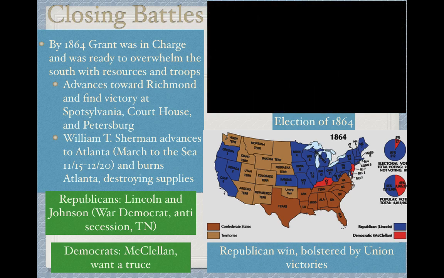Okay, so all that is going to lead us to the election of 1864, which will see Lincoln and his running mate, his future vice president, Andrew Johnson, who is a Democrat, but a war Democrat. He's anti-secession, although he's from Tennessee. It will see the Republicans versus Democrats, McClellan, a Union general. He wants a truce. He wants the war to be ended. So the election becomes, do we continue the war? Do we finish what we started? Or do we end the war now? Lincoln will win. The Republicans win, bolstered by a series of Union victories that tell the public that we're close to finishing this thing.